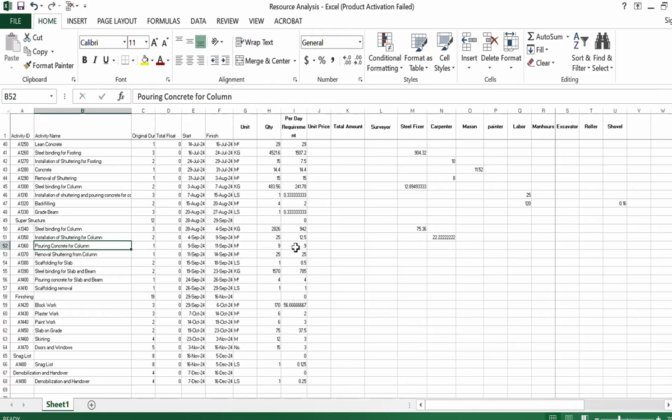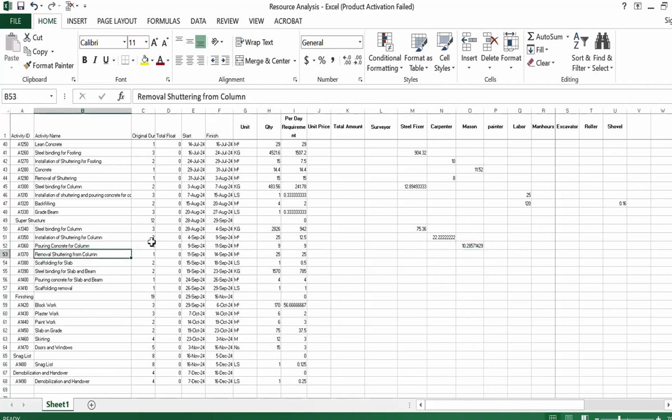Pouring concrete for column also depends on the activity. Foundation requires a lower unit rate than column, so for the column we will copy the mason from here and paste here. For the mason, suppose one mason for the column can do 7 cubic meter per hour, so it will give us actual hours: 10.2 hours is required for pouring concrete for the column.